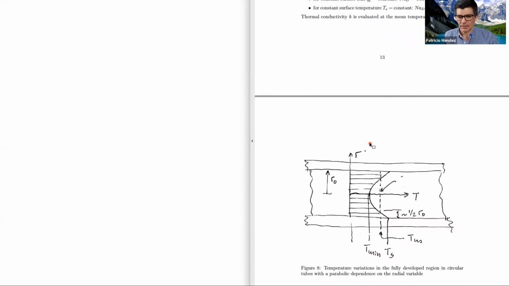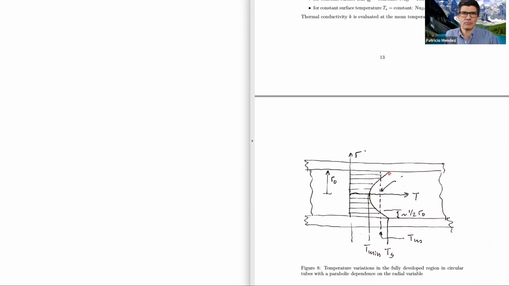Here we have a schematic of a tube in which the tube is heating up the fluid, and the fluid is moving, let's say, left to right. Next to the surface of the tube, the fluid is hot and is at the temperature of the tube. And at the center, it has a lower temperature because it's the fluid that is getting heated up. And heat comes in by conduction, right?